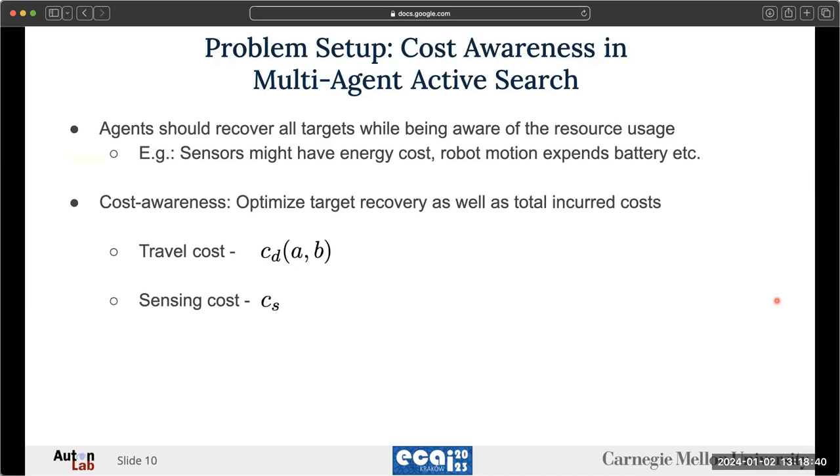Additionally, we also want our agents to be cost-aware, so agents should recover all the targets while optimizing for the total cost incurred. We will consider two types of cost: travel cost, when the agent moves from location A to location B at a constant speed, and the sensing cost of executing an action.